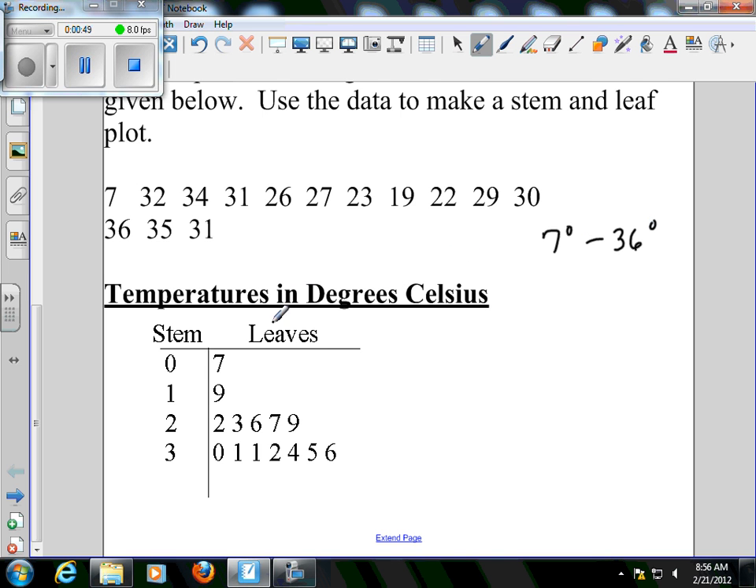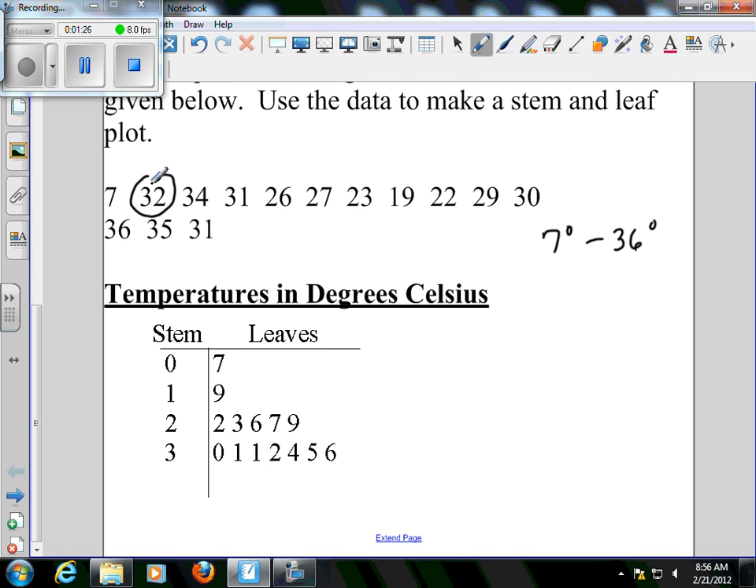Now, since these are mostly two-digit numbers, the first digit would be your stem. If you have a single digit, to make up for this we're going to use a 0 for that. So 0, 7 for 7. Then we're going to use the first digit of all of the other numbers for our stems. So we have 0 for our single-digit numbers, 1 to represent the teens, 2 for the 20s, and 3 for the 30s. Now, what we're going to do is actually list these individual numbers next to each one.